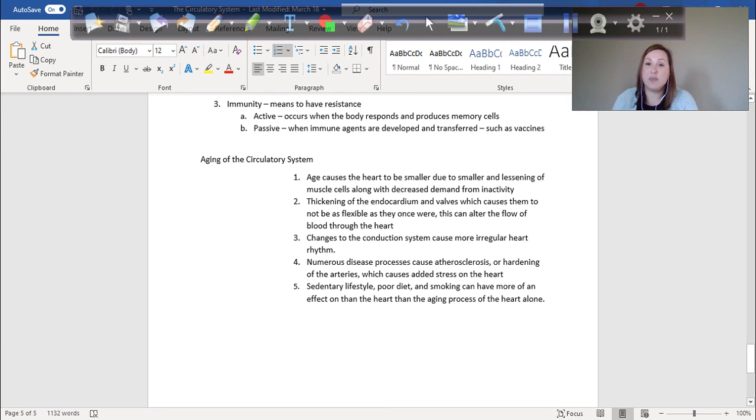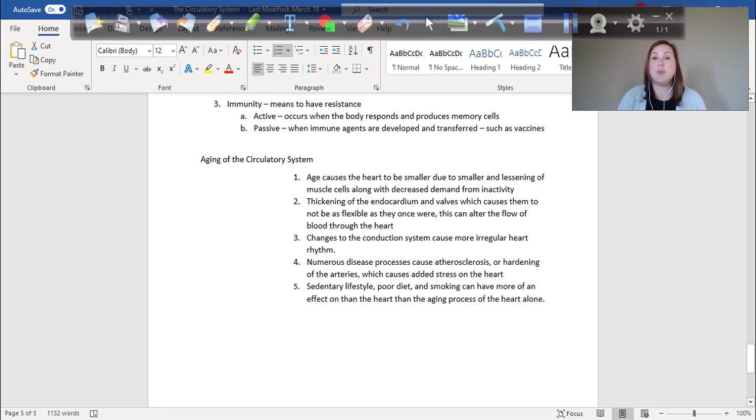There's also lots of disease processes like diabetes that can cause some atherosclerosis or hardening of the arteries. That adds added stress. So if you think, we talked about how there's the thickening of the endocardium, and if that happens because of aging or because of a medical condition, like diabetes or something like that, and those arteries are hardened, the heart is having to work really hard because there's not that elasticity of those vessels. So it has to work a little bit harder to get that blood to pump around in the body.